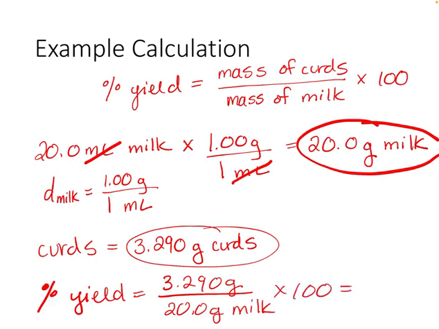And let's see, if we plug that into our calculators, that should give us about 16.5%. So this is kind of a low yield, but maybe something went wrong in lab, or maybe we squeezed a little too hard and some of the curds went through the cheesecloth. That can happen.